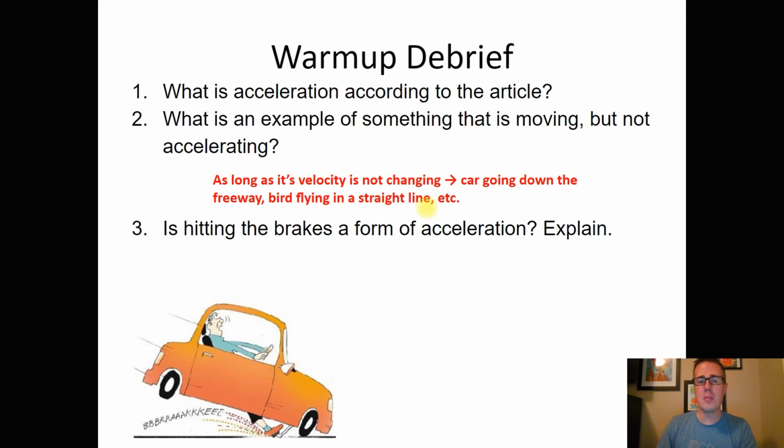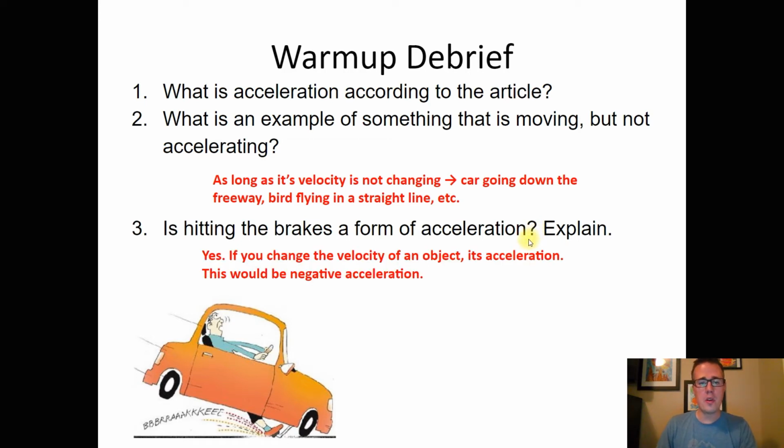The last one: is hitting the brakes a form of acceleration? The answer is yes. We'll get into it more in just a minute here, but that is a form of negative acceleration. So your velocity was a big number, now it's a small number, you changed it. So acceleration is any time you change velocity, either its direction or its amount.